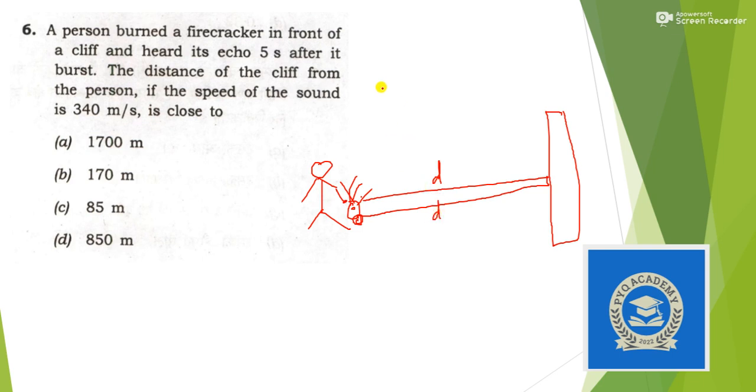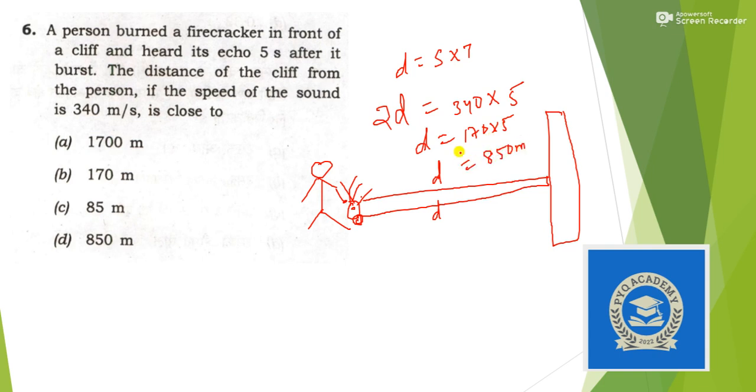So let's apply the simple formula, since here we need distance. We know that distance equals speed into time. Here distance is 2d, speed is 340 meter per second, and time is 5 seconds. Now d equals 170 into 5 equals 850. So the cliff was 850 meters away from the boy.